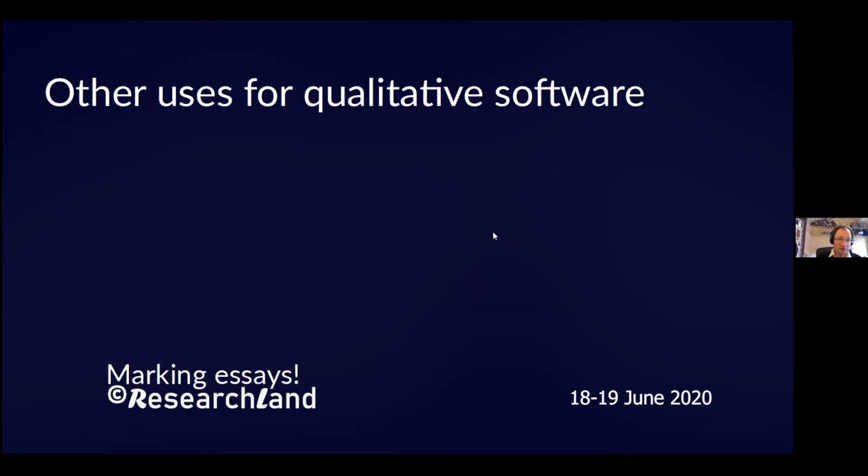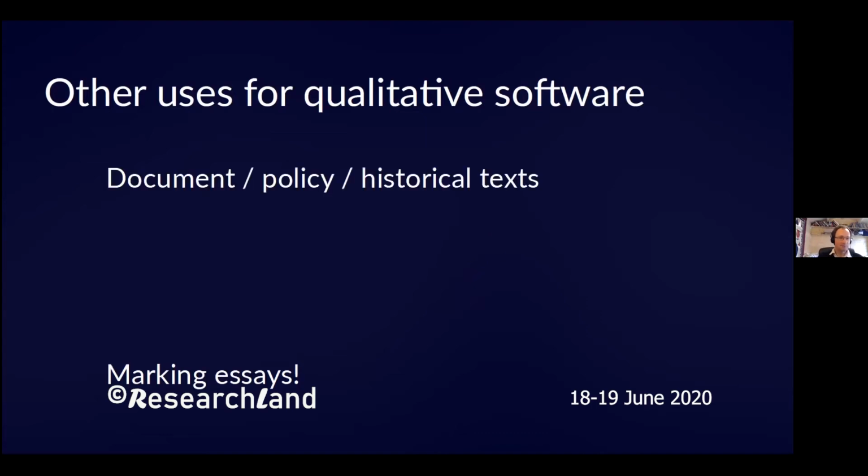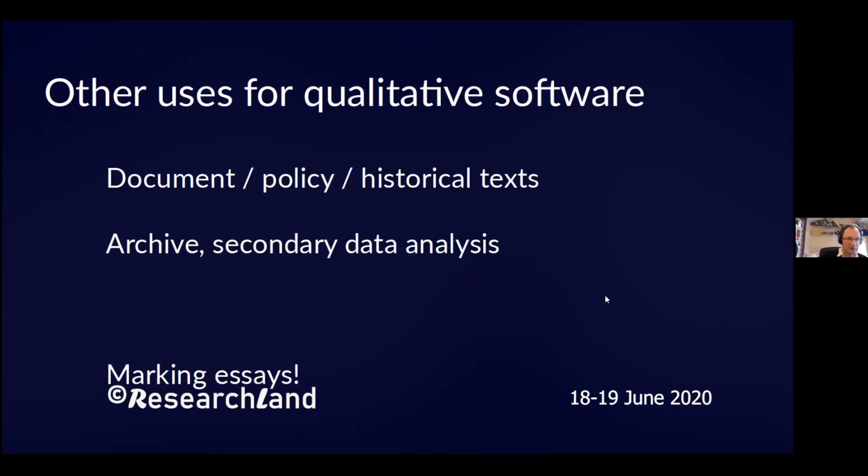So there are many other uses for qualitative software as well. You can even use it to mark essays if you have a marking criteria. I've seen people do that. You can use it for document policy analysis. You can look at historical texts. You can also look at archives of qualitative material and do secondary data analysis. So you don't have to always collect your own data. There are repositories out there of qualitative data that other people have conducted and that you can use for your own research. Our example projects are one example of that, but you can find data on lots of different things.